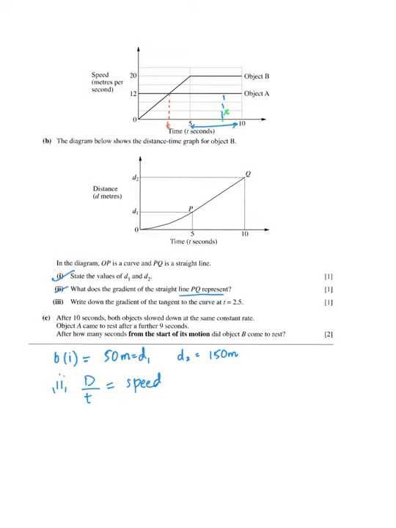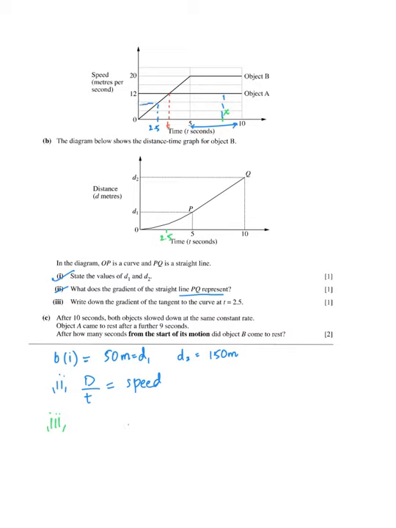Next one: write down the gradient of the tangent to the curve at t equals 2.5. Alright, so when t equals 2.5, you need to find out the gradient here. For part 3, we are going to use the same concept of similar triangles which we had used in the first part. So for part 3, this triangle here is 0, t and 12, right? It says at t equals 2.5. So when the value of time is 2.5, the value on the y-axis we don't know yet, right?